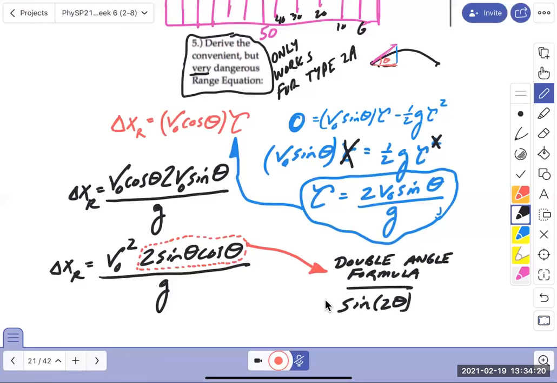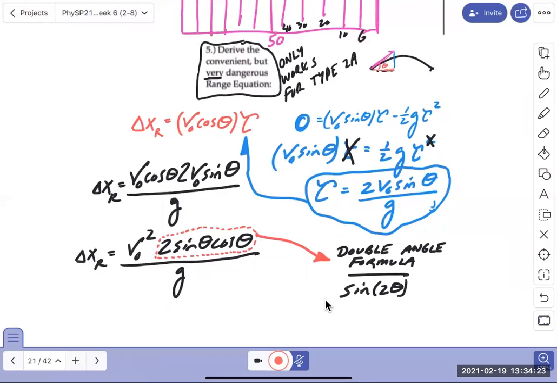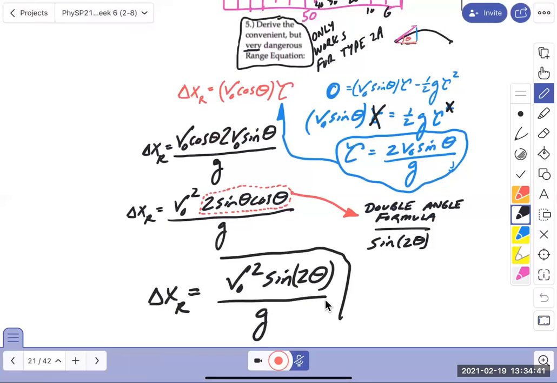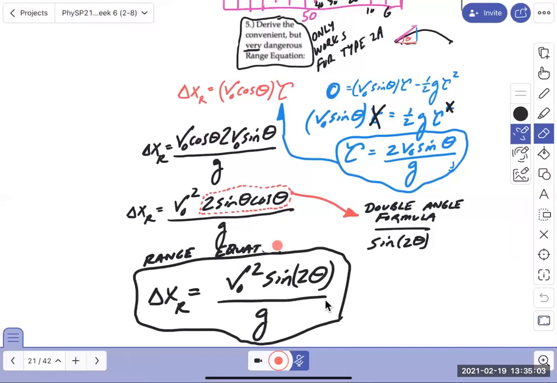Okay, so then we put it all together, and in all its glory, the range equation looks like this. Delta x sub r, meaning total range, is equal to V naught squared sine 2 theta all over G. And that is really useful, but at the same time, like I say, really dangerous. So, range equation. And if you ever go to Fort Sill and join the Army, you're going to use it all the time.